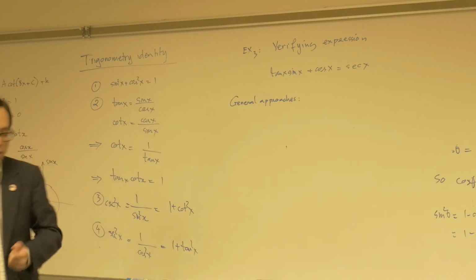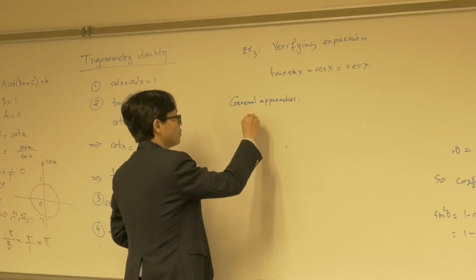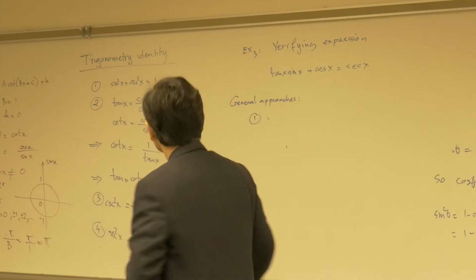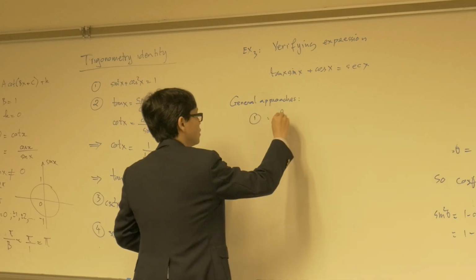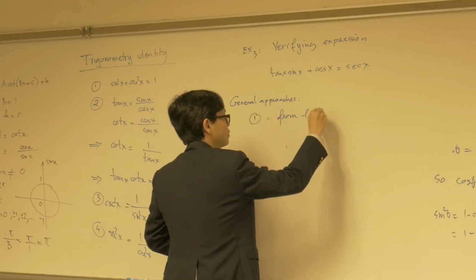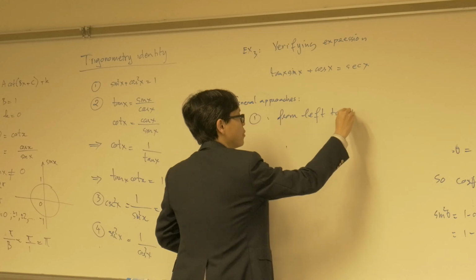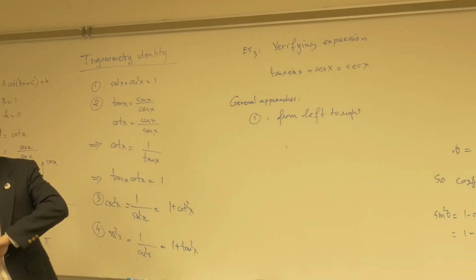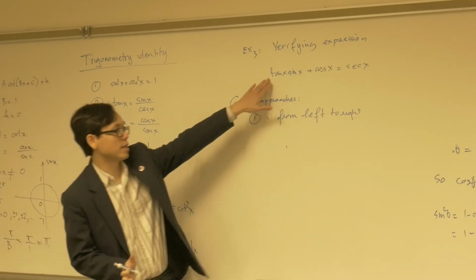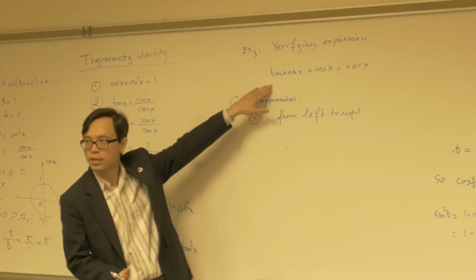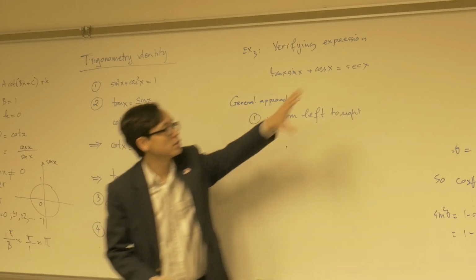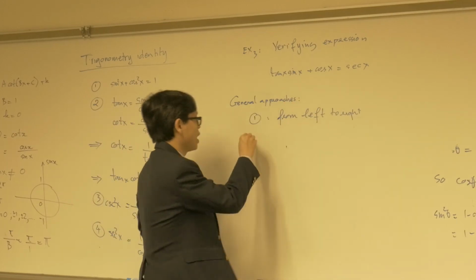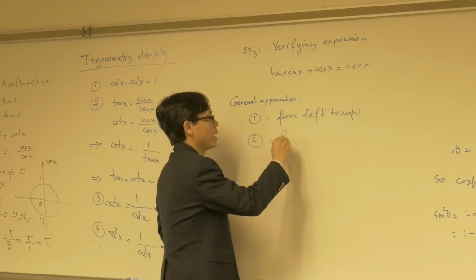So the first approach is you can go from left to right. When I say go from left to right, it means that you can show that whatever you have on the left hand side, which is this part right here, turns out to be the right hand side. Or you can go from right to left.